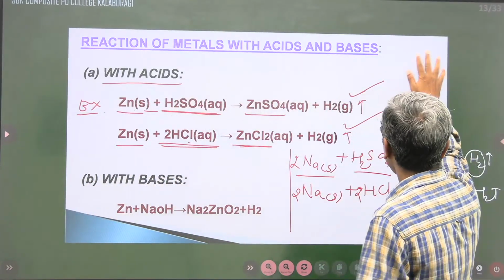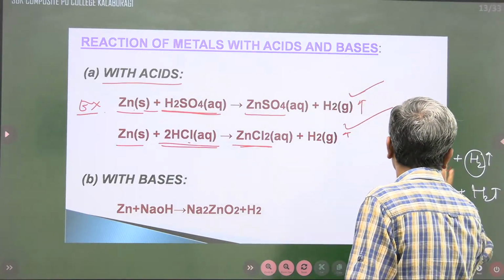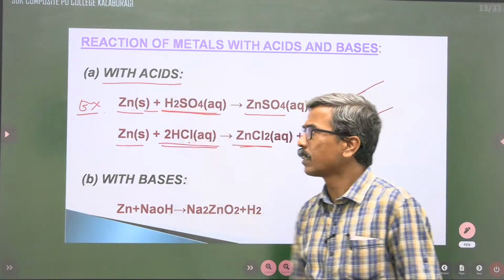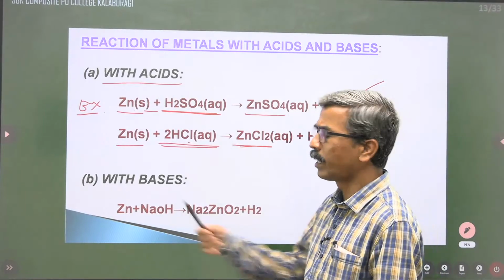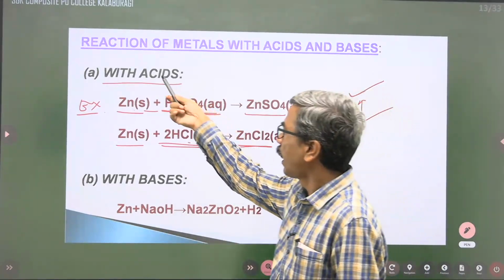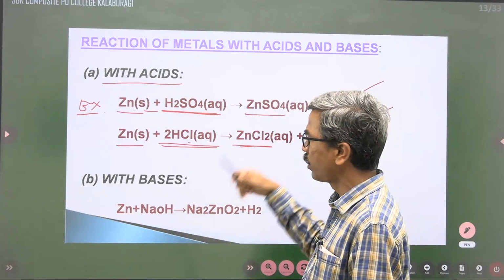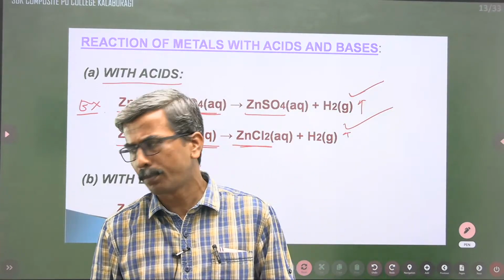Similarly, that is how these metals react with acids and liberate hydrogen gas. In the same way, what will happen when metals are made to react with bases?